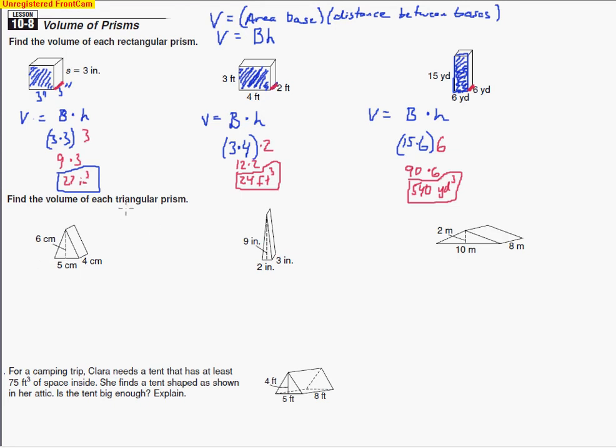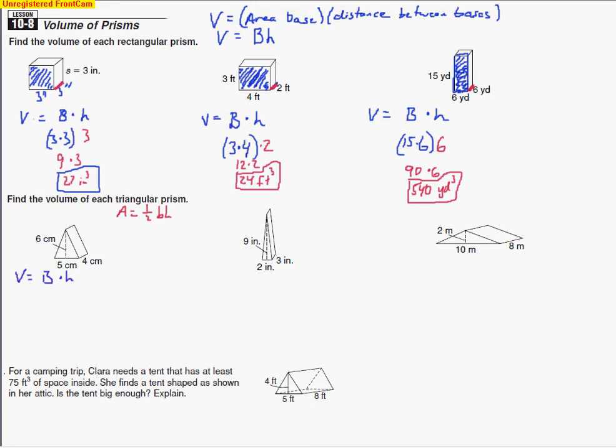Well, a triangle, remember the area for the triangle is 1/2 base times height. So that's the area formula that we're going to use to find the area of the base. So remember, our formula is just the same as before. All prisms are the same. You have to find the area of the base, so the area of the base times the distance between the two bases.